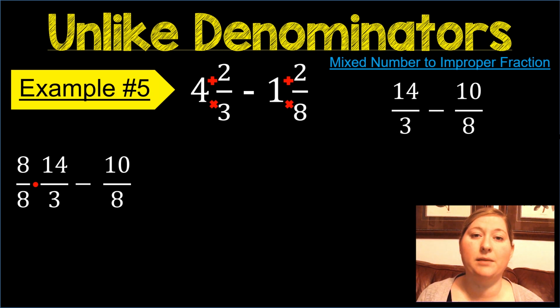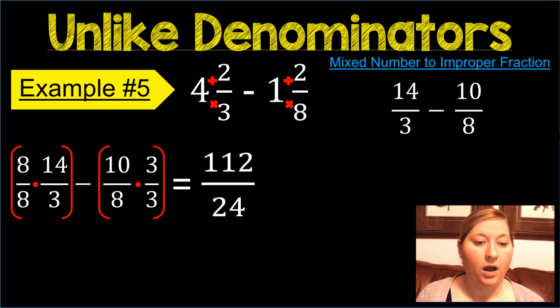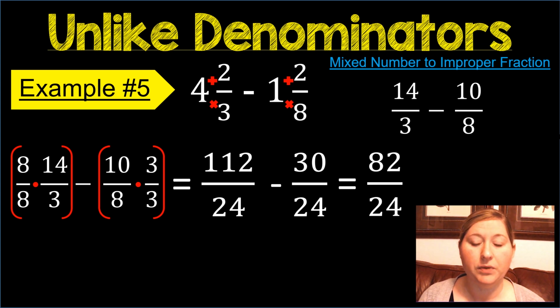So I'm going to multiply my first fraction by 8 over 8, and I'm going to multiply my second fraction by 3 over 3. Okay, 8 times 14 gives me 112. 8 times 3 for the denominator is 24. Now going on to the second fraction, I bring down the minus. 10 times 3 is 30. 8 times 3 is 24. I have common denominators, so now I need to perform the operation in the numerator. 112 minus 30 gives me 82 over 24. Keep the denominator the same.